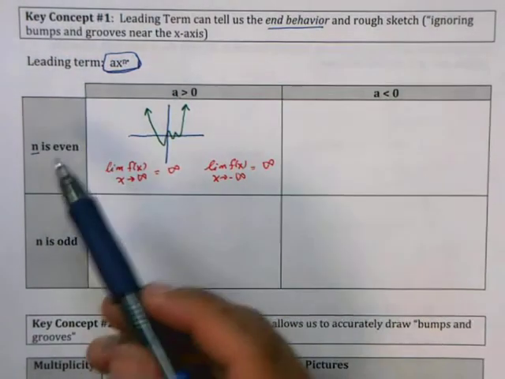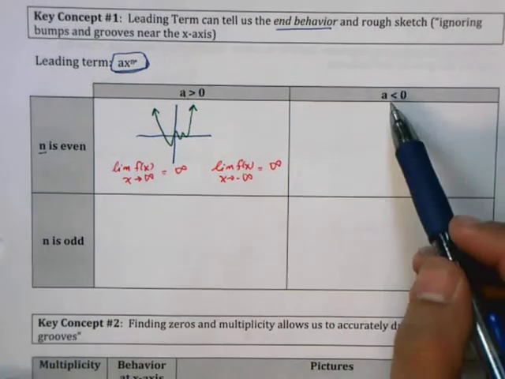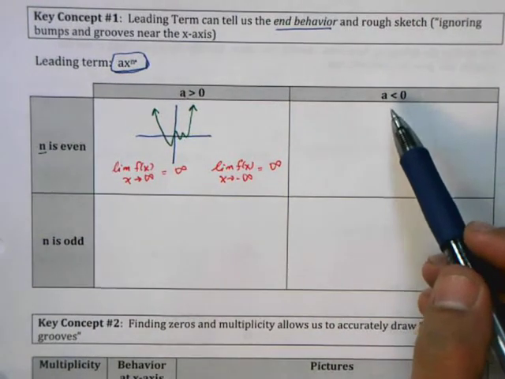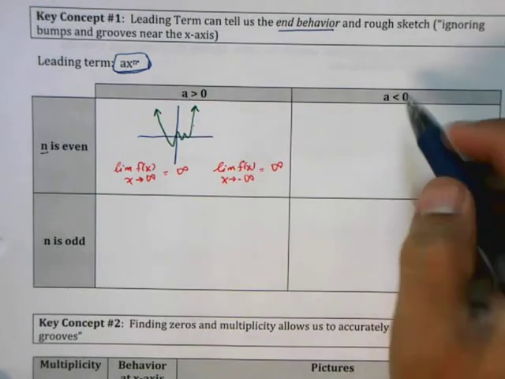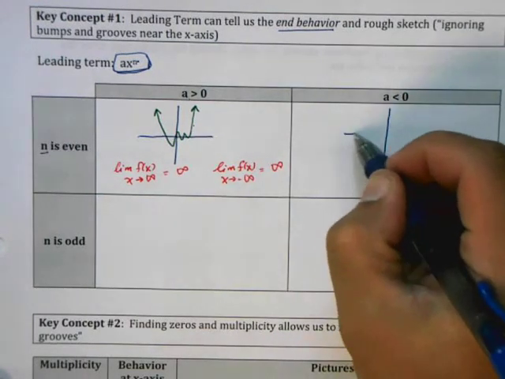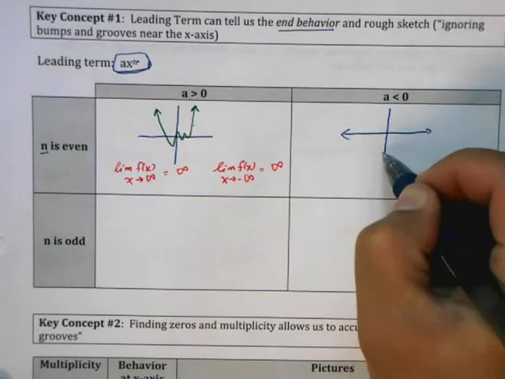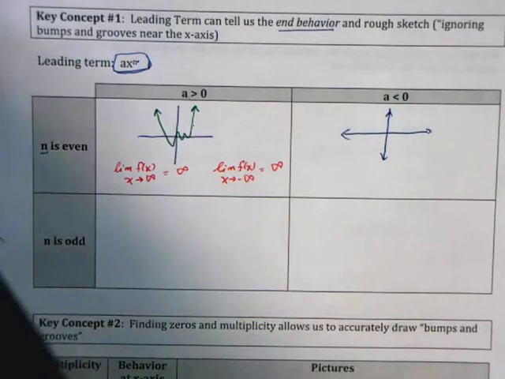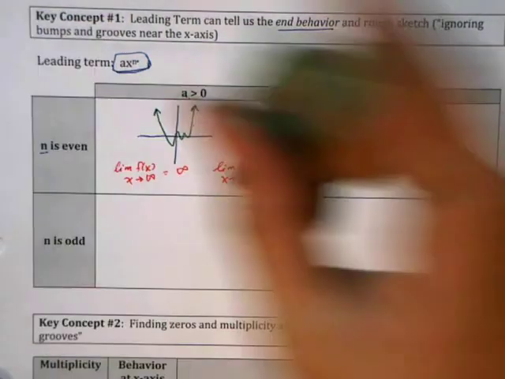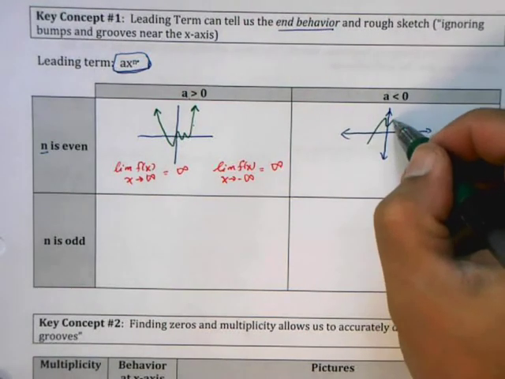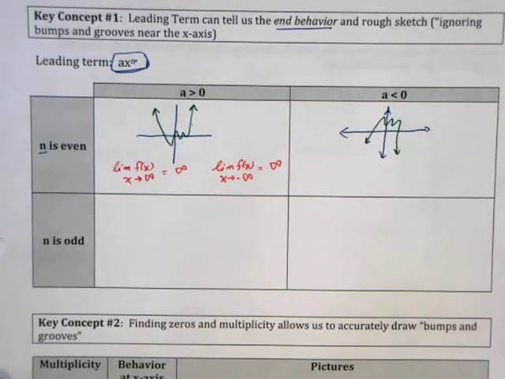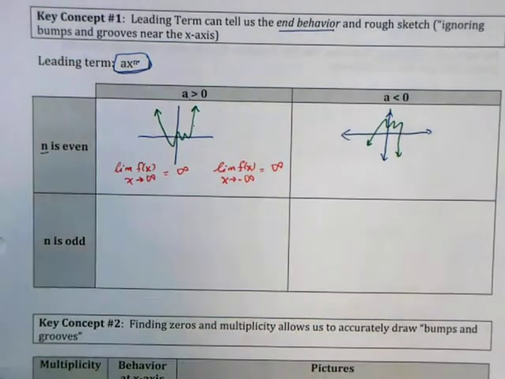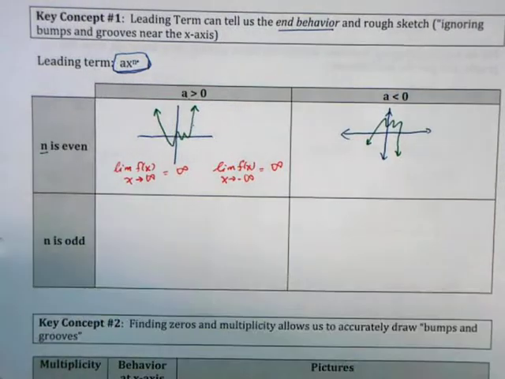Next, what happens if n is even and a is negative? Well, if you understand transformations, it's just a reflection over the x-axis. So it will be a very similar picture. You're going to have that sort of W shape, but everything is going to be flipped upside down. So you're going to have some weird stuff going on in here, and we'll deal with all those details soon enough, but that's roughly the picture of what it's going to look like.